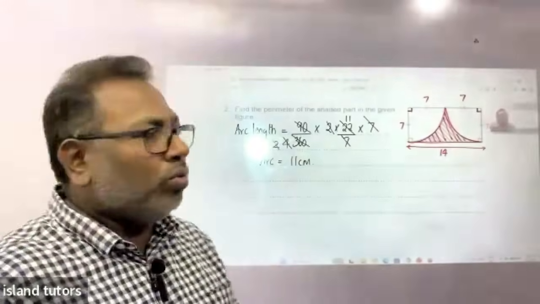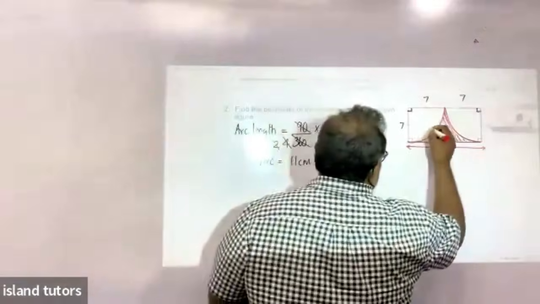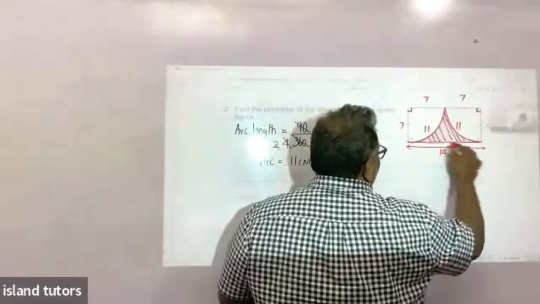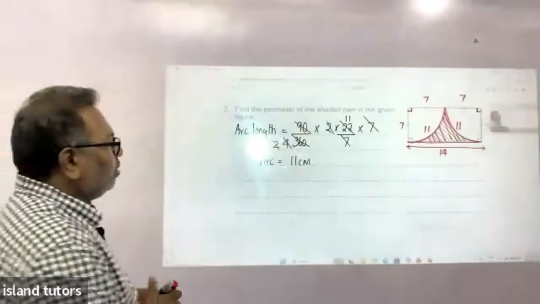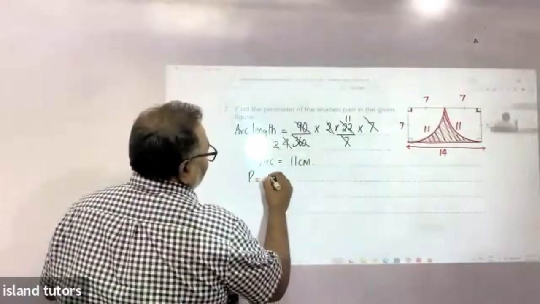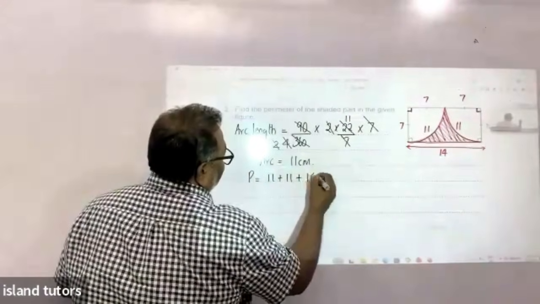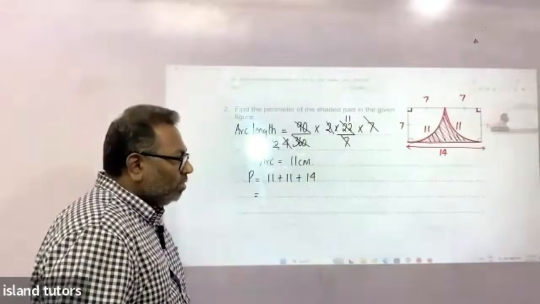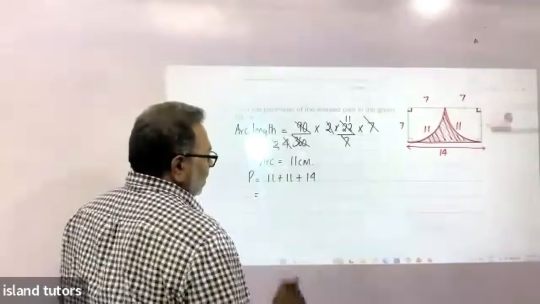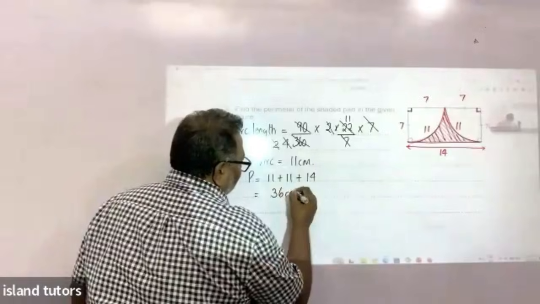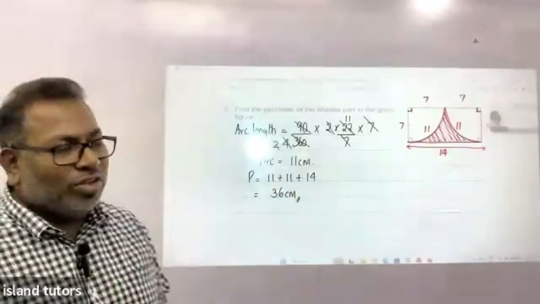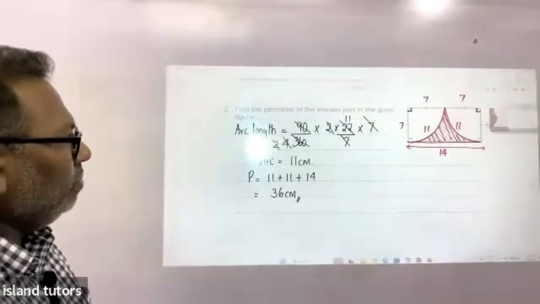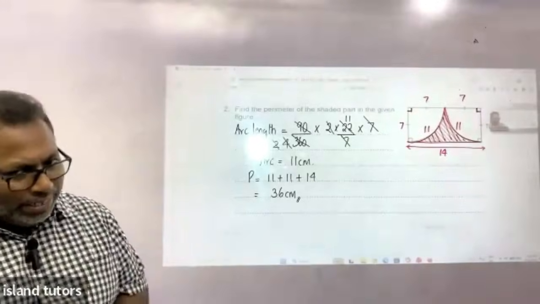11 centimeters. So now what we'll do, we'll find the shaded region perimeter. So that means 11 plus 11 plus 14, right? So your perimeter therefore is 11 plus 11 plus 14. 11 plus 11 is 22. 22 plus 14 is 36. So 36 centimeters is your perimeter of the shaded region. Okay. Please take that down.